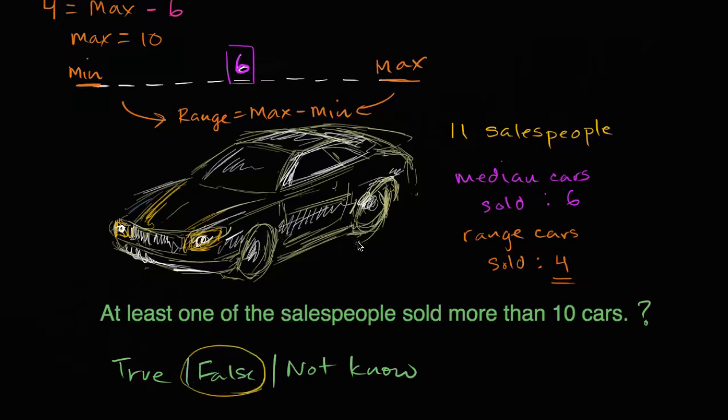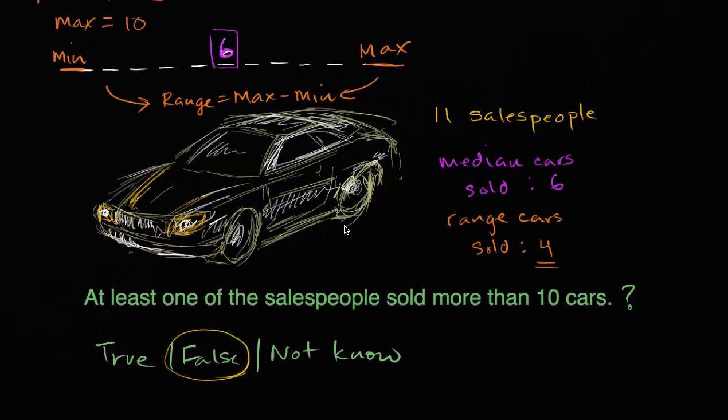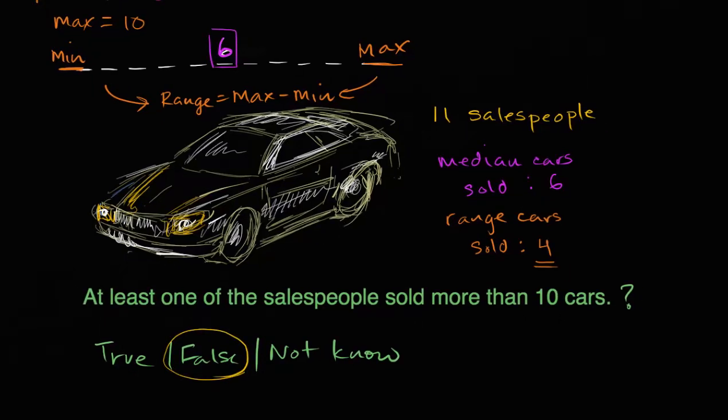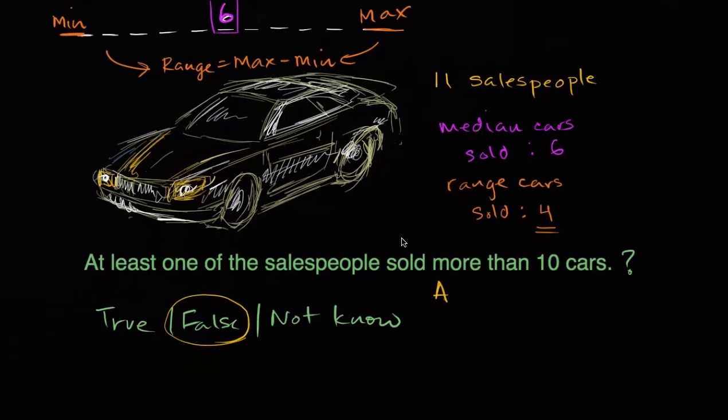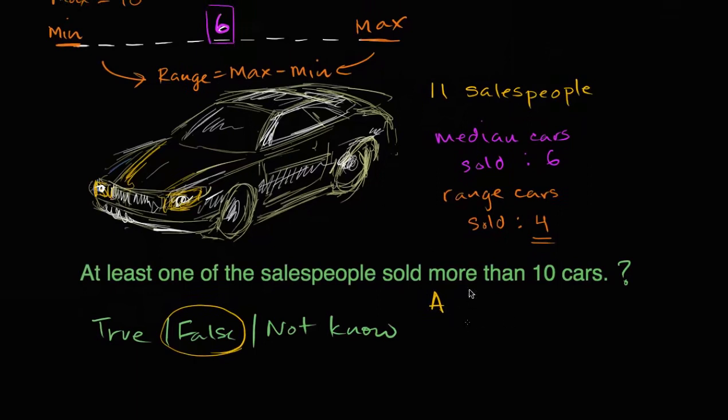Now, there's another way that you could think about it. You could assume that someone sold more than 10. In the last way of thinking about it, we assumed that the min was 6. But now let's just try it out and see if it's possible. Let's just assume that the max is 11, that someone sold more than 10 cars. If the max is equal to 11, what's the min going to need to be?